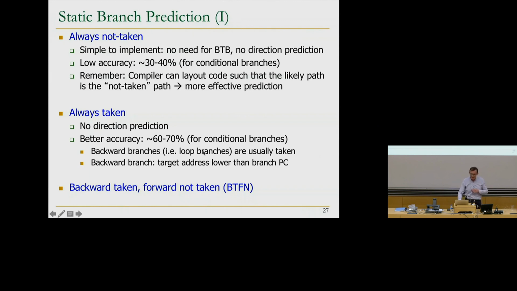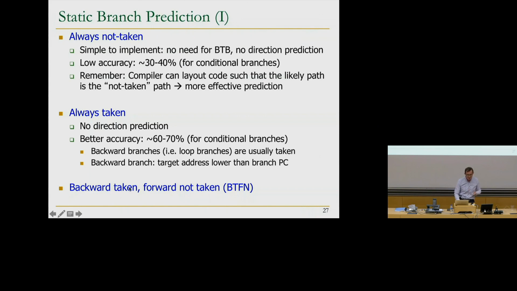The reason is, again, loop branches are usually taken, and this is also sometimes called backward branches. Backward branch means that the target address is lower than the branch program counter. People actually figured out that these backward branches are usually taken, meaning the target address is before the program counter, because you loop back and then you execute the same code again and again in a loop. But if you have a forward branch, it's not as much taken. This is based on lots of profiling of code.